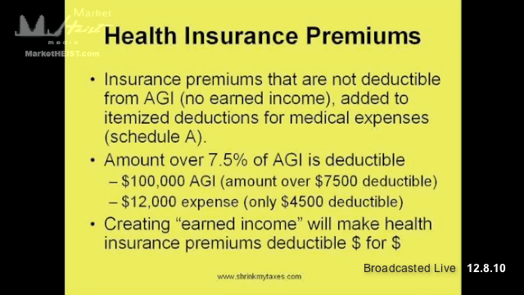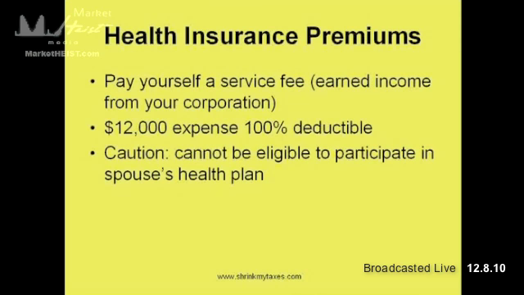So to put that in perspective, if you have $100,000 AGI, the amount you spent on health insurance premiums and other medical expenses over $7,500 is deductible. So if you had $12,000 of medical expenses, including your insurance premiums, you'd only be able to deduct $4,500 of that. If you create earned income through an entity, that's going to make those health insurance premiums deductible dollar for dollar. So that $12,000 expense, you're going to be able to deduct that entire $12,000 from your taxes. That's a huge benefit and something that you may consider doing.